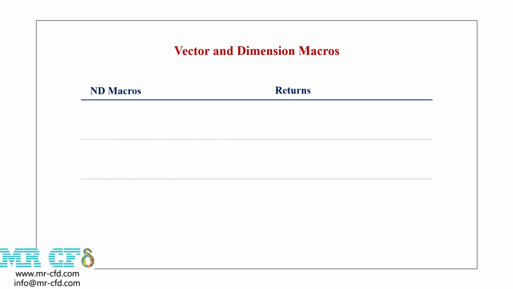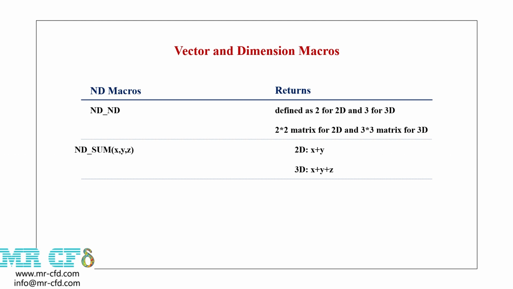In this section, we introduce ND macros. The constant ND_ND is defined as 2 for 2-dimensional solutions and 3 for 3-dimensional solutions. And ND_ND can be used to create 2 by 2 or 3 by 3 matrices. The ND_SUM macro is used to calculate the sum of arguments. It means that the values of the components are added together. If the model is 2-dimensional, the values of x and y are added together, and if the model is 3-dimensional, the values of x, y, and z are added together.